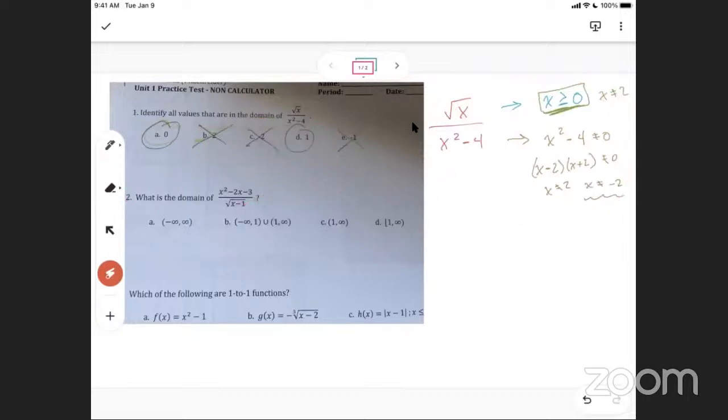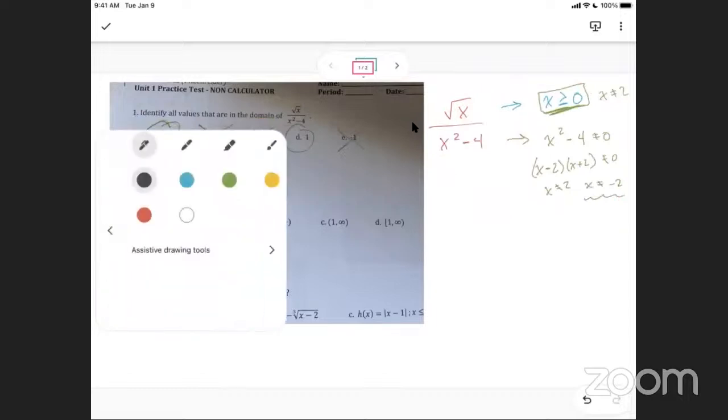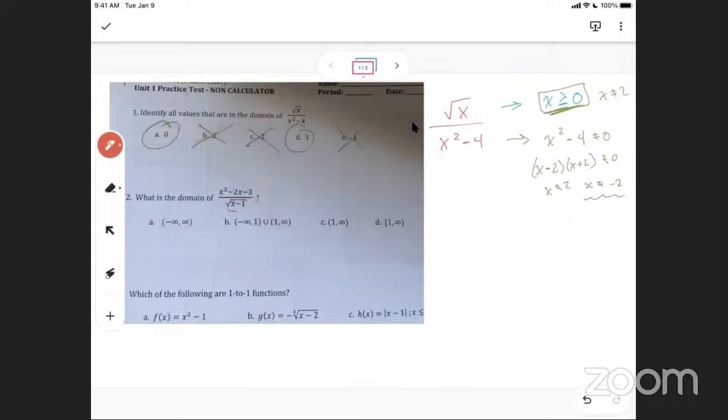So what is the domain of this? Well, the no-nos, again, there's only really one no-no here. You can't have a negative in the denominator there. Or I'm sorry, that's not correct. There are two no-nos here. One is that you can't divide by 0. And the other one is you can't take the square root of a negative.